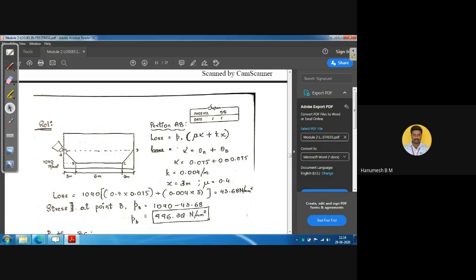Since it is linearly varying from B to A and from C to D, that is the remaining portions, 3 meter and 3 meter. From B to A, the horizontal distance will be 3 meter. From C to D, the horizontal distance will be 3 meter. Say A is the tensioning end or anchoring end and D is the fixed end.